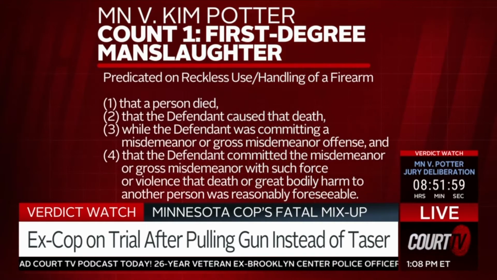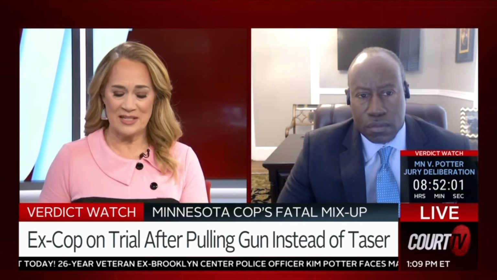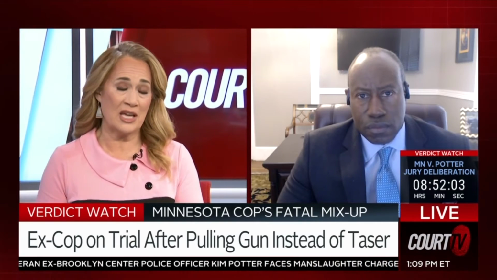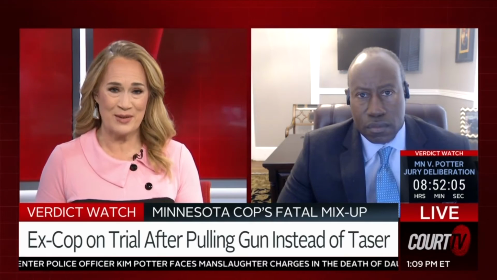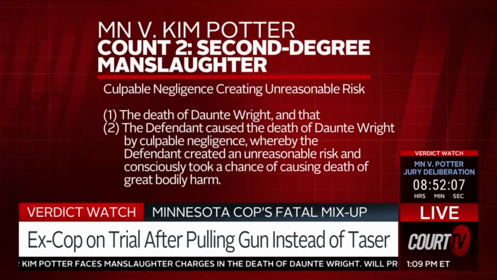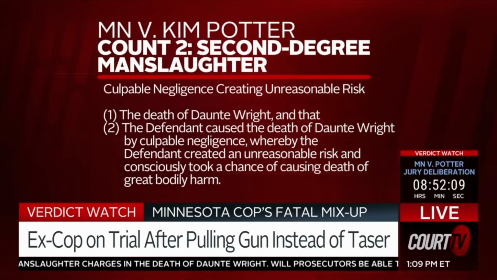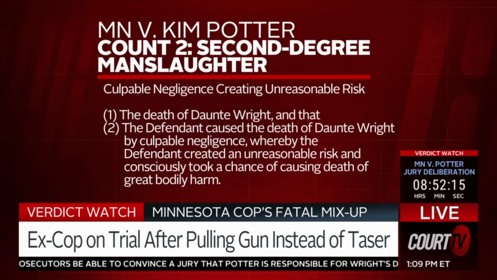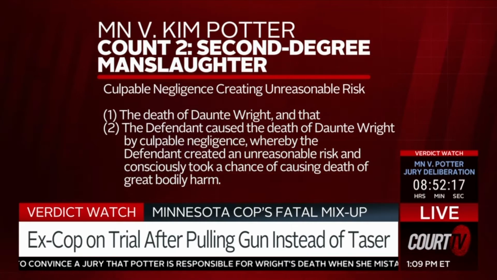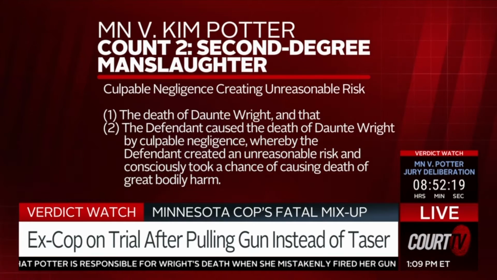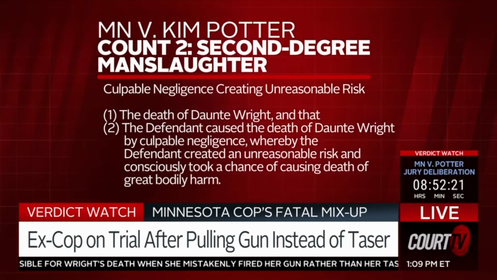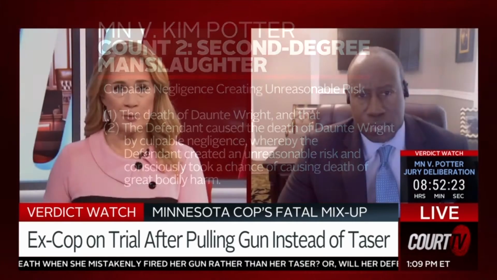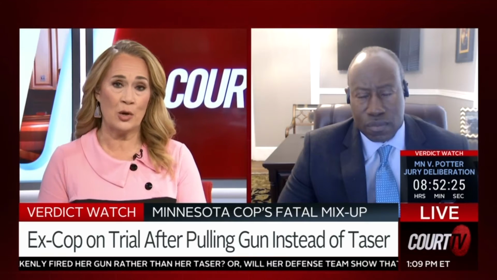I want to go through the definition of second-degree manslaughter, but then, John, I want you to tell us what that means in plain English. So for second-degree manslaughter, the state must prove, number one, the death of Daunte Wright, that the defendant caused the death of Daunte Wright by culpable negligence, and the defendant created an unreasonable risk and consciously took a chance of causing death or great bodily harm. Those are the two legal definitions, again, captured in the jury instructions that then go to the jury.